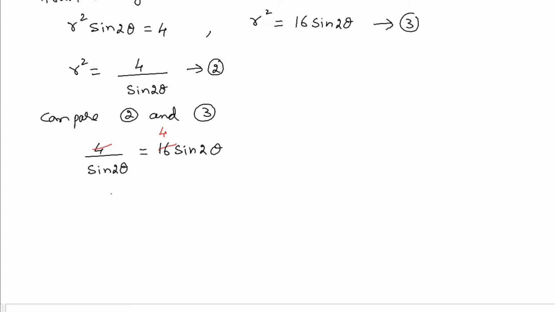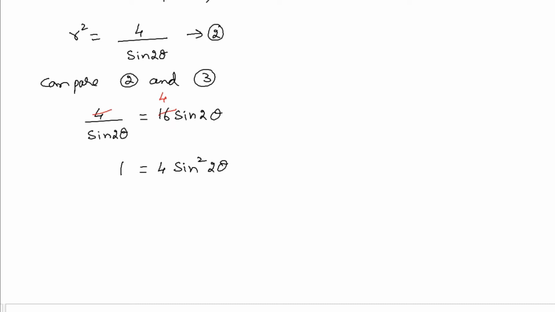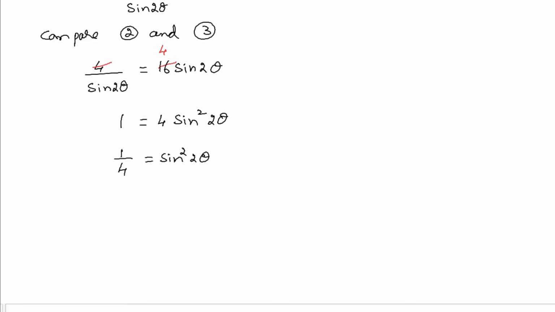So that will be equal to 4, just cross multiply the sine 2 theta to the other side. So sine 2 theta into sine 2 theta will be sine square of 2 theta, and here you'll just be left with 1. Now just cross multiply, and you'll get 1 by 4 is equal to sine square of 2 theta, or sine square of 2 theta is equal to 1 by 4.